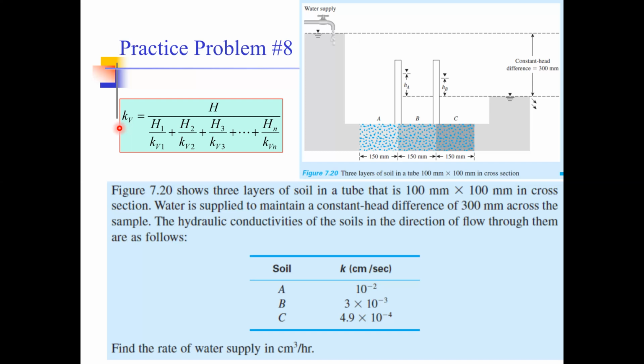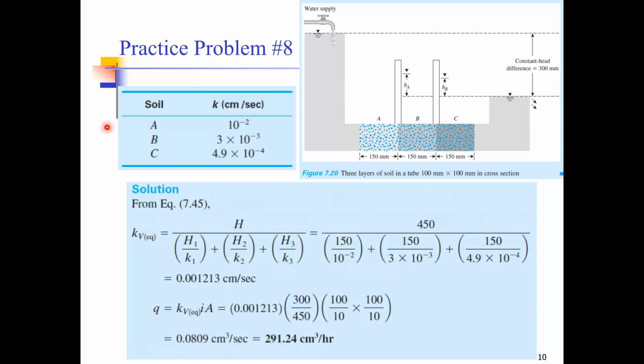In actual, this KV represents permeability perpendicular to the stratification. Now, with this point, it becomes pretty clear how to solve this. So you have this basic information with you. You simply need to input all the data in this formula with H.